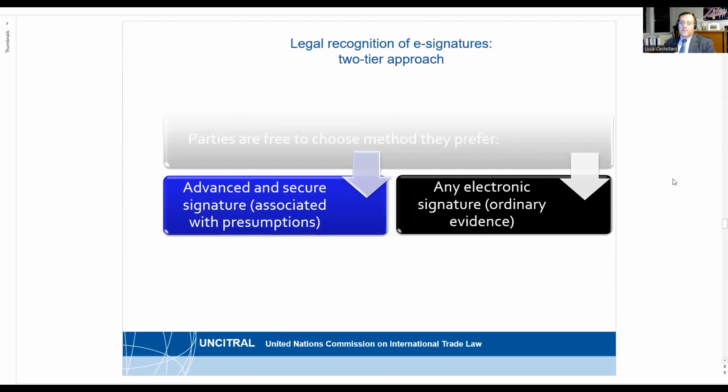What now is, however, prevailing is a compromise between the two positions, the so-called two-tier approach. The parties to the transaction are still free to choose the method they prefer. But if they choose a simple electronic signature, they would, for instance, have the burden of proof, of giving evidence that the signature is reliable. If, on the other hand, they prefer to have one of those signatures that meet additional requirements, then they could benefit from legal presumptions and additional legal predictability.